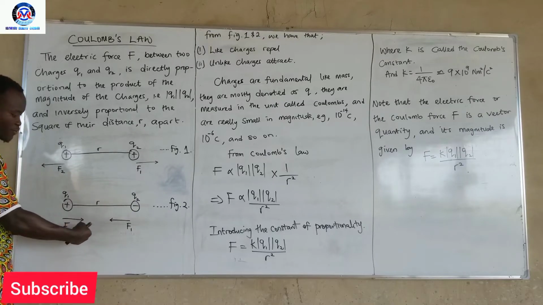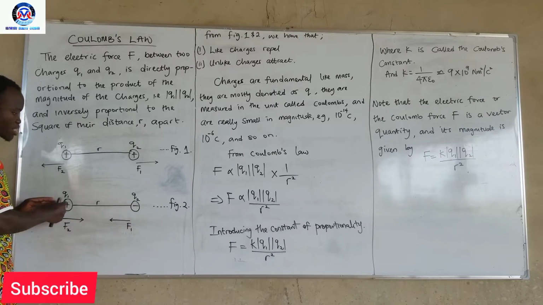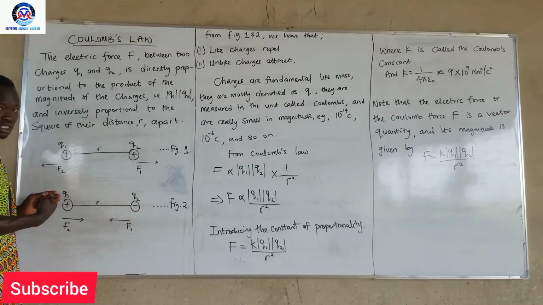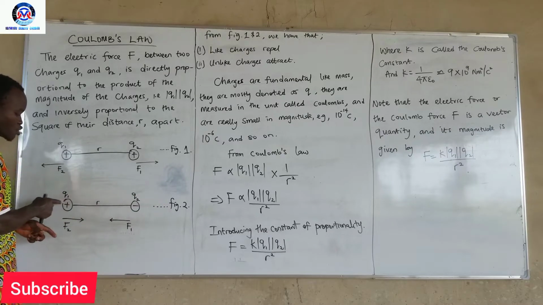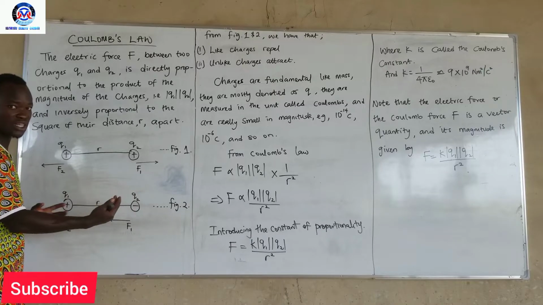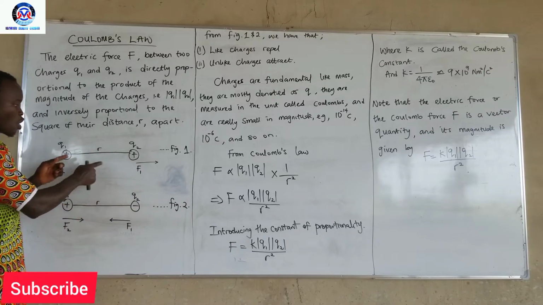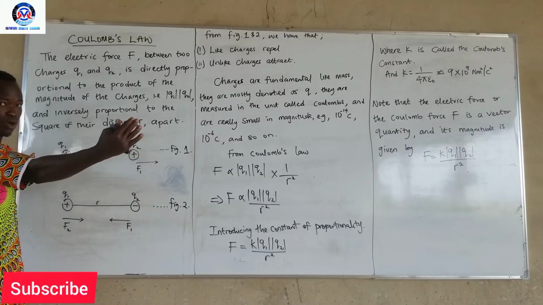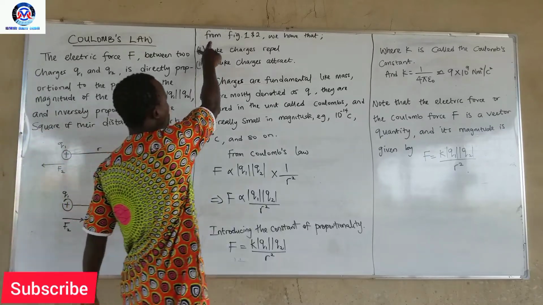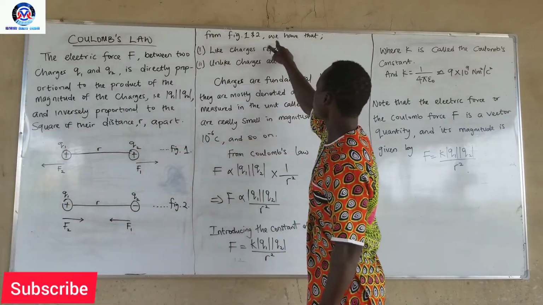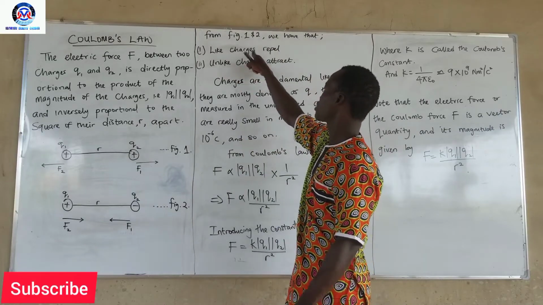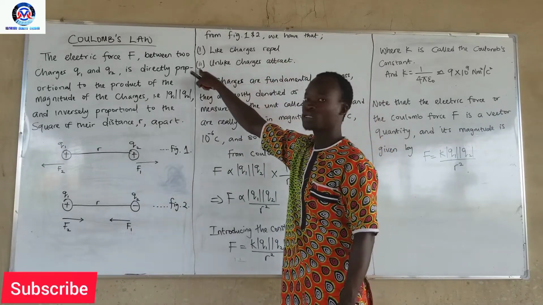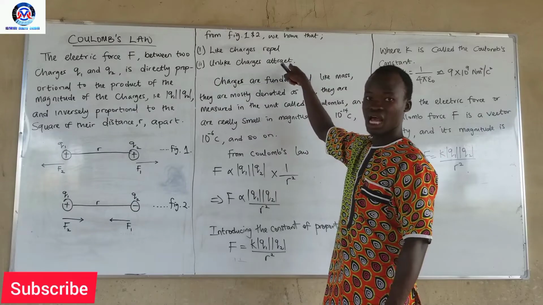Notice the direction of the two forces. Q1 is trying to draw Q2 closer to itself and Q2 is trying to draw Q1 closer to itself. They are trying to attract each other, unlike the first figure where they repel one another. So from figures 1 and 2, we have that like charges repel while unlike charges attract.